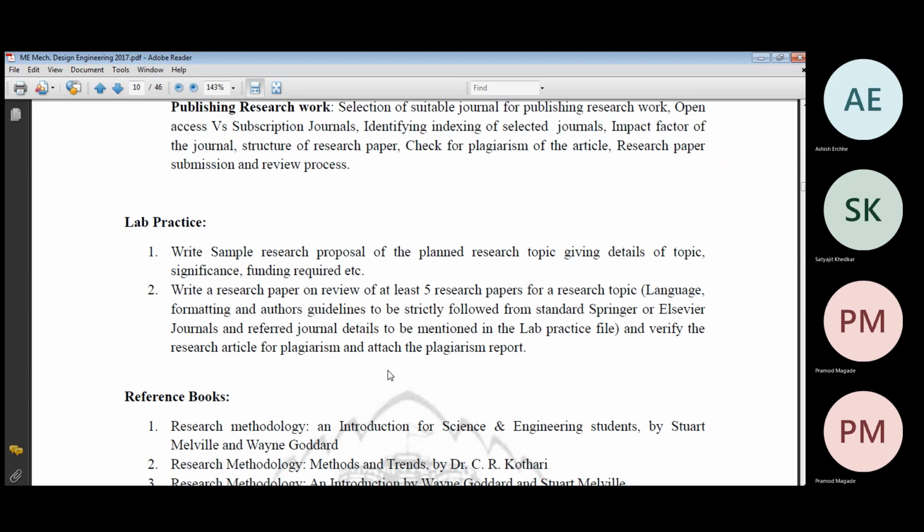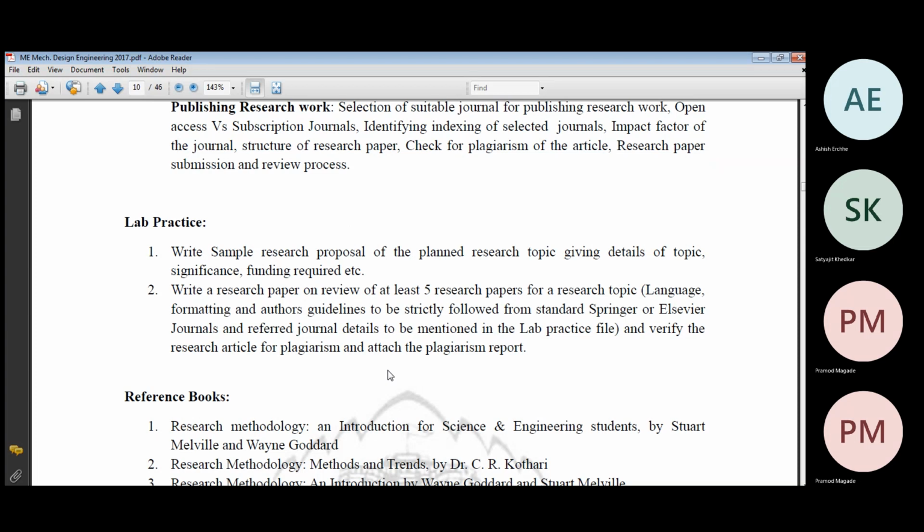In this, what we are going to learn, they have mentioned: write a sample research proposal of a planned research topic, giving the detail of the topic, importance of the topic, and the requirement of the costing. So you need to write that, and for that research proposal, various committees are there. AICTE research approvals are there, UGC approvals are there. So I'll tell you the sites.